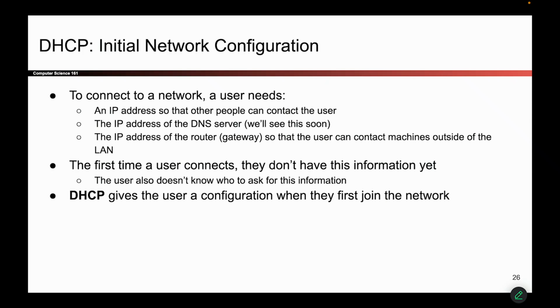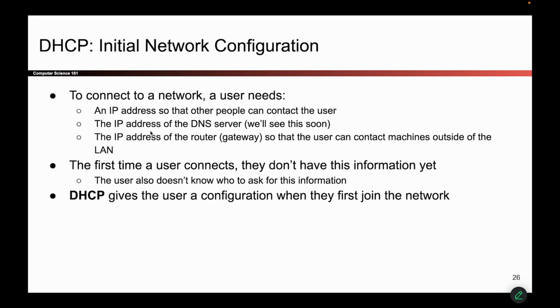And in the same way, when a computer joins a network for the first time, like I log on and connect to the internet, I also need to know some facts about the network. For example, I need to know my own IP address so that other people can contact me. So when I first join a network, I don't have an IP address. Someone needs to give me an address so that I can use that address to send and receive messages. I also need to know where the router is so that if I want to talk to far away destinations, I can send packets to the router, and the router will forward the packet for me.